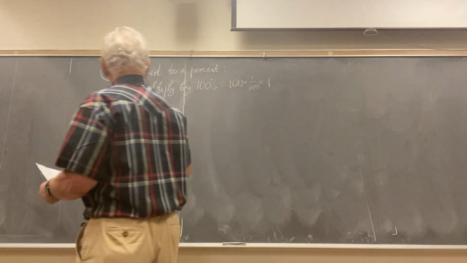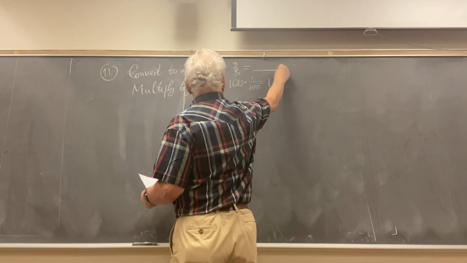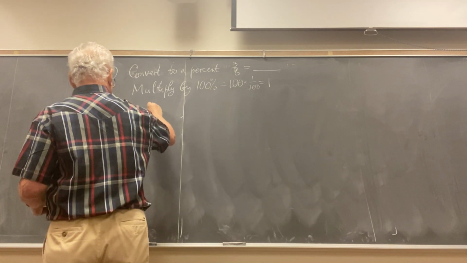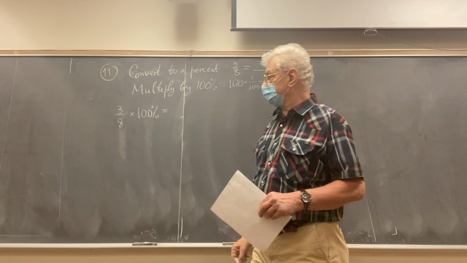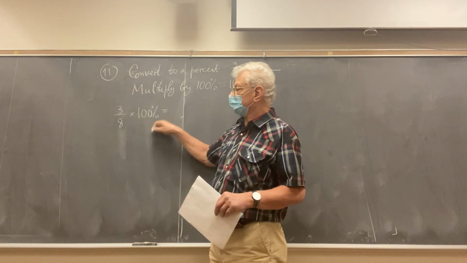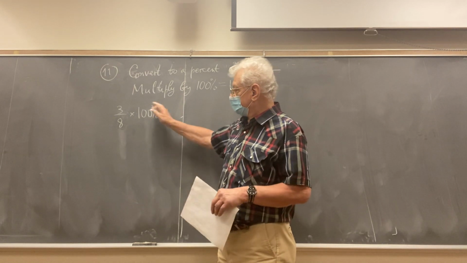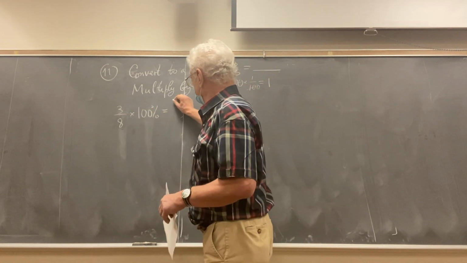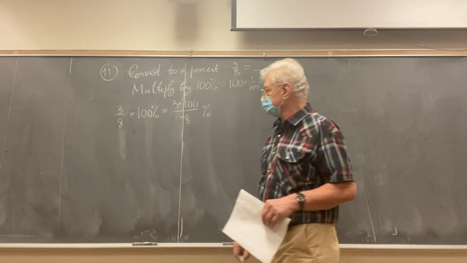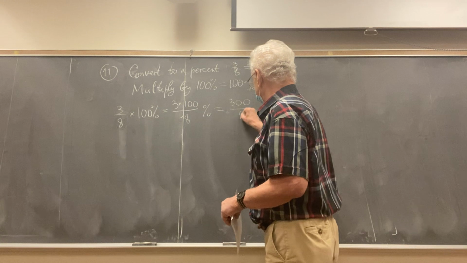Okay, so 3/8. That's what we want to get. You multiply by 100%. How to multiply by an integer? If you multiply by an integer, or any number, not necessarily an integer, say 15 halves or whatever number, it must multiply the numerator. So you multiply 3 by 100, divide by 8, and the answer will be in percent. So it will be 300 over 8%.